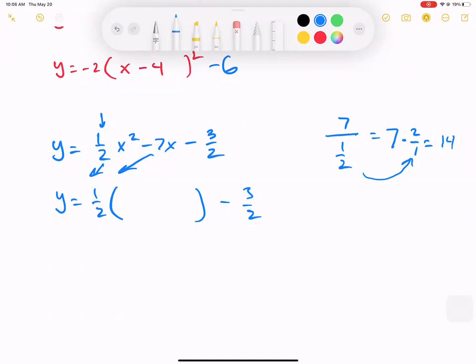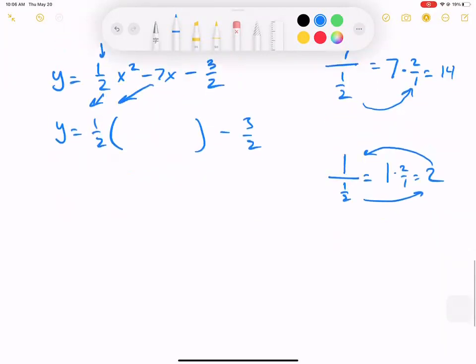Now, why is that the case? Can I show you guys an example with money? If I use money instead, let's use an easy example. $1. How many halves are in $1? I don't know. 1 times 2 over 1 is 2. There are 2 halves in $1.